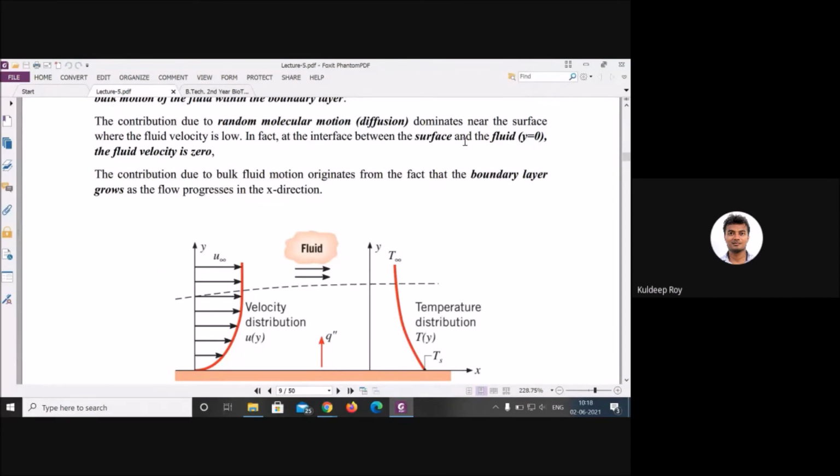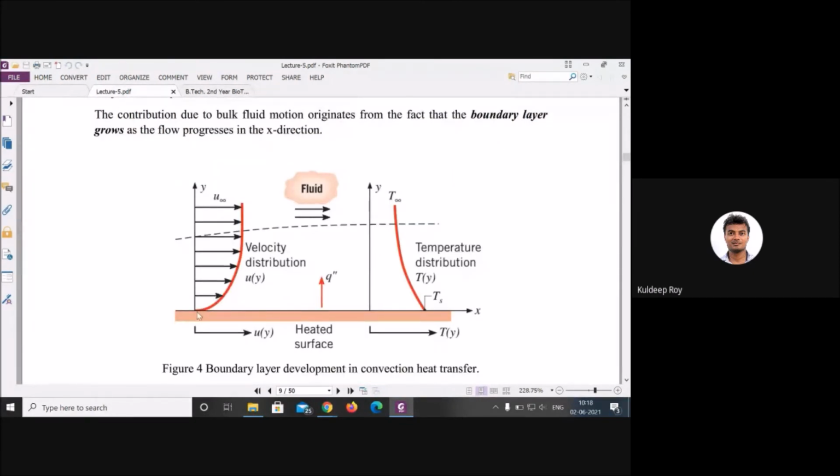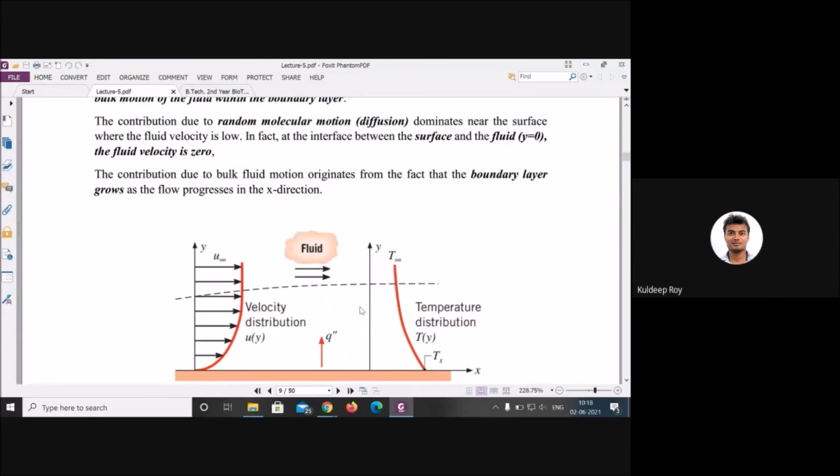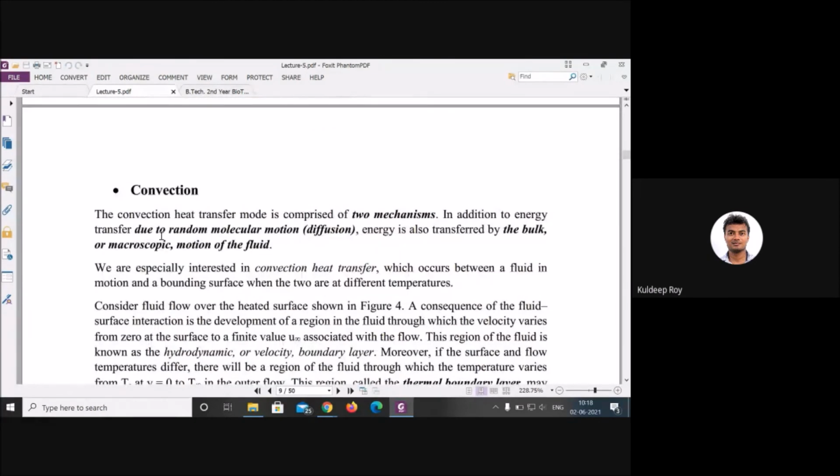I think these things we have already discussed. The velocity will be zero. Why will velocity be zero? Because you are assuming a no slip condition here. And here, as I already told, nearby the surface conduction will occur. Why will conduction occur? Due to the random molecular motion.